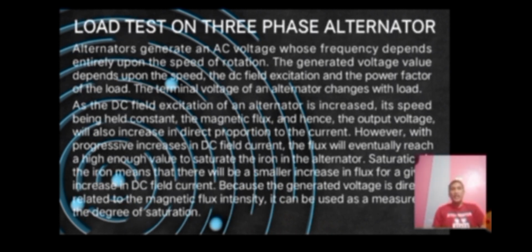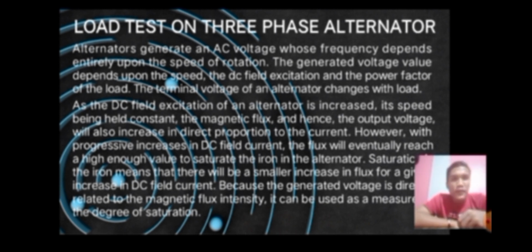Load test on three-phase alternator. Alternators generate an AC voltage whose frequency depends entirely upon the speed of rotation. The generated voltage value depends upon the speed, the DC field excitation, and the power factor of the load. The terminal voltage of an alternator changes with load.